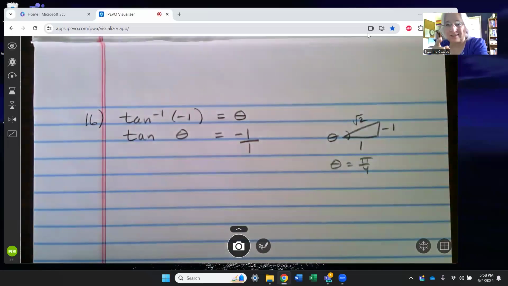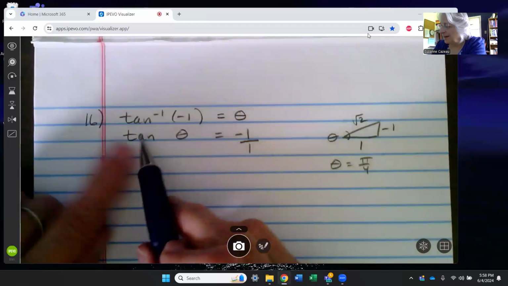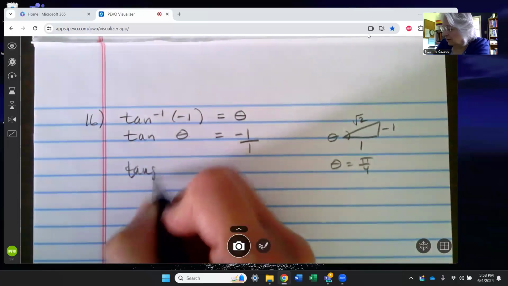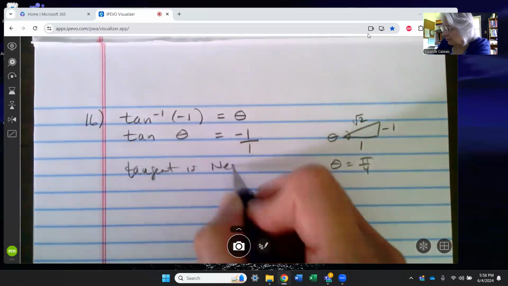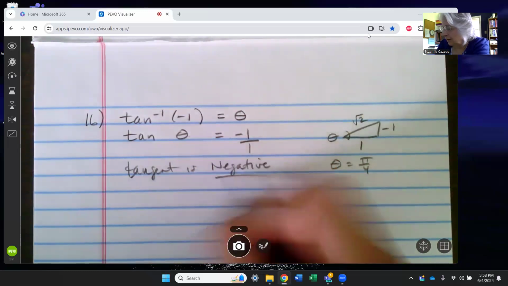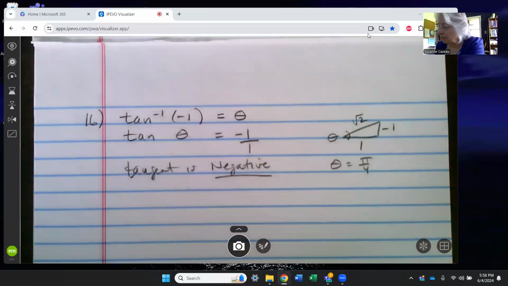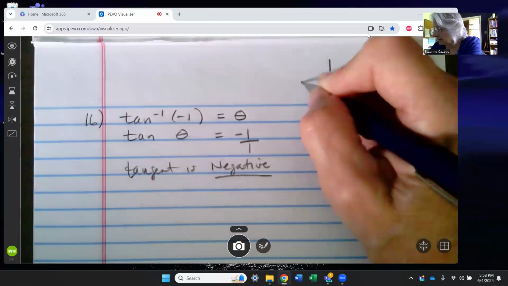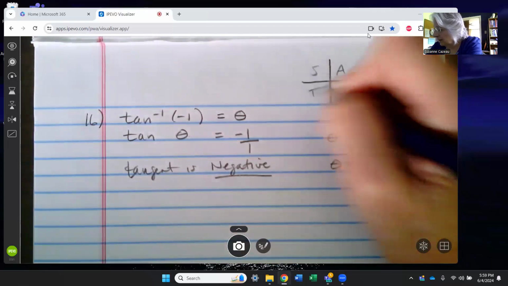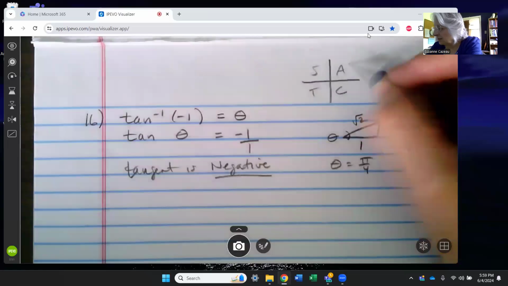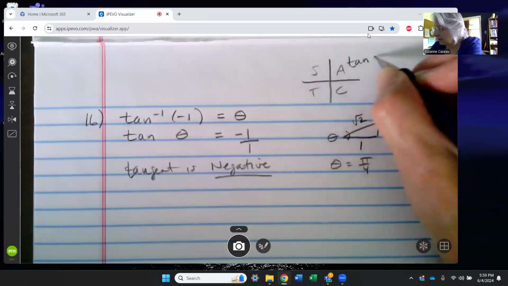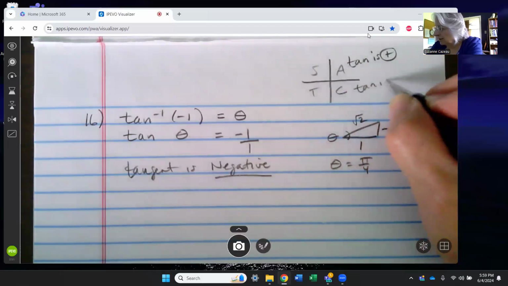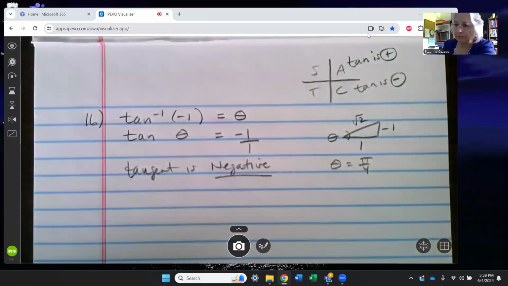But now not so fast. Tangent is negative, right? So you got to be a little careful here. All students take calculus, right? All students take calculus. Tangent is positive in quadrant 1. Tangent is negative in quadrant 4.